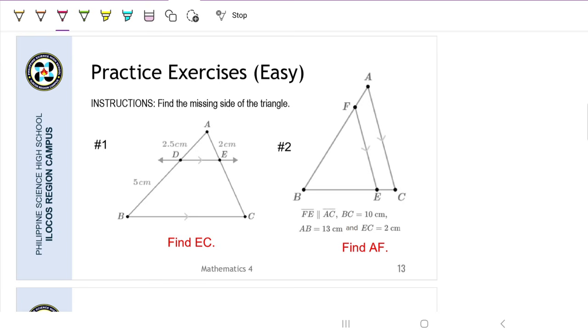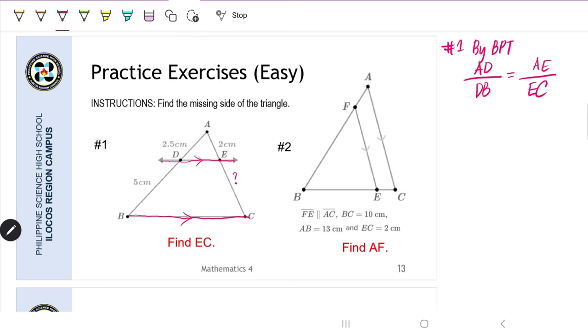So for our practice exercises, we have the two. Number one, given the triangles, find the missing side, which is side EC. Okay, so we have here a line DE, and line DE is parallel to side BC of the triangle. So we can apply our BPT here. So by BPT, our equation would be AD over DB is equal to AE over EC.